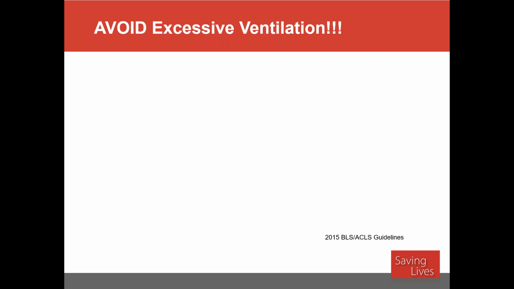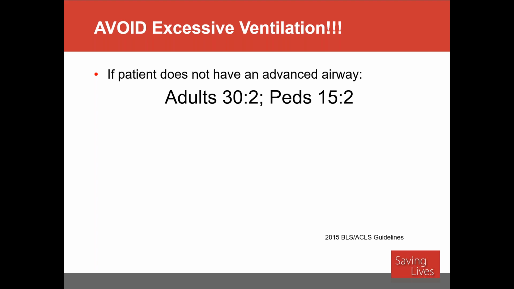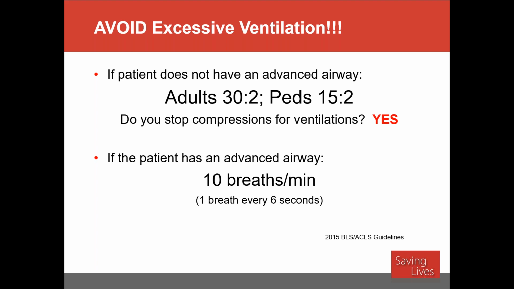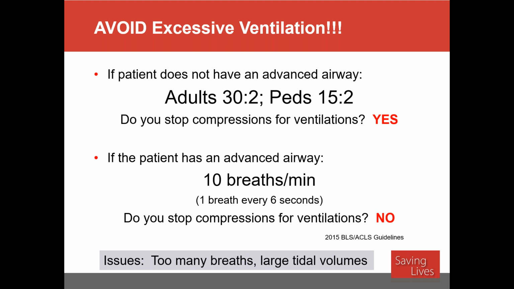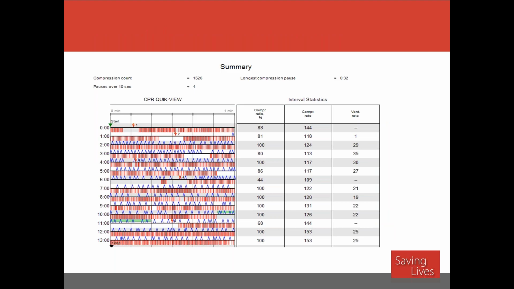So again, just to recap, the recommendations are, if you don't have an advanced airway, 30 to 2, and you have to stop compressions for ventilations. If the patient has an advanced airway, 10 breaths a minute. And I will tell you though, a lot of systems, EMS and hospital systems, have gotten away from this 30 to 2, and they just go to asynchronous breaths, so one breath every 6 seconds or 10 breaths a minute, regardless of whether they have an advanced airway or not. The advantage of that is you don't need to stop compressions for ventilations. So again, the problem being we give too many breaths and we give very large tidal volumes.